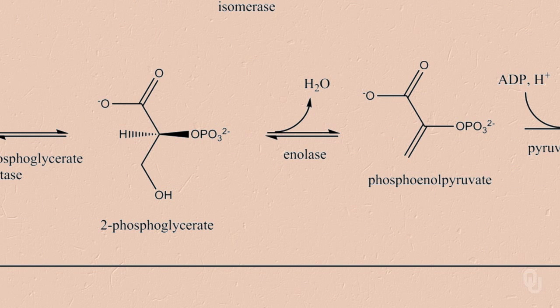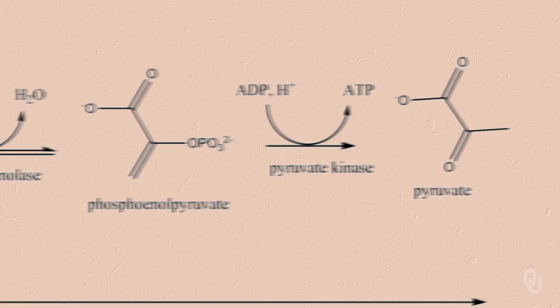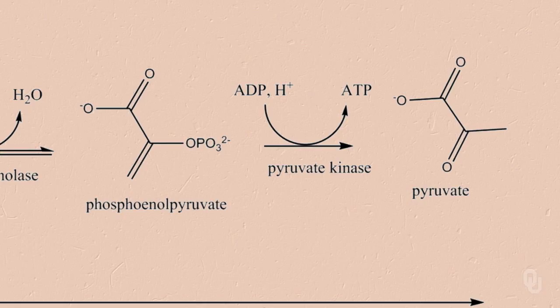2-phosphoglycerate can undergo a dehydration reaction, which is catalyzed by the enzyme enolase, to form the product phosphoenolpyruvate. Phosphoenolpyruvate can then undergo a reaction with the enzyme pyruvate kinase and form the molecule pyruvate. In the process, we have formed another ATP, and because this happens twice, we have formed two ATPs.